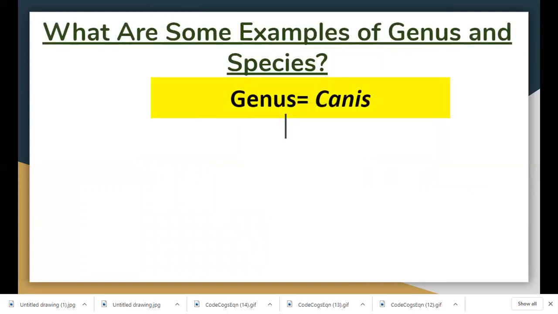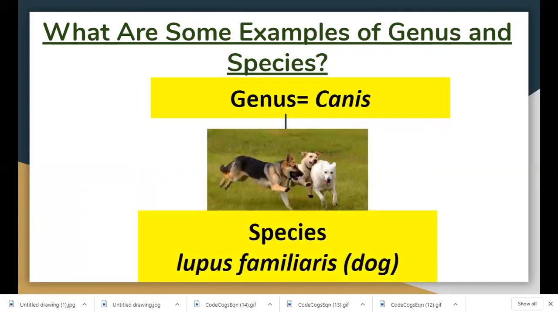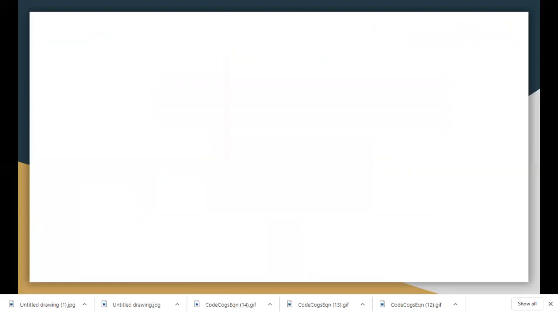Try another one. The genus is Canis. This one I know how to say. There we have. What do you think a Canis is? You've got it. The species is Lupus familiaris. Those are dogs, right? So their full scientific name is Canis lupus familiaris. That's a mouthful.